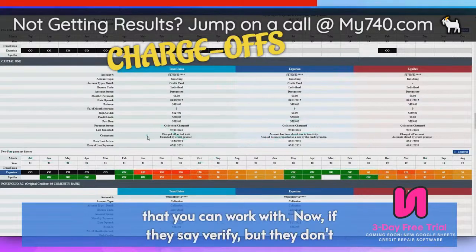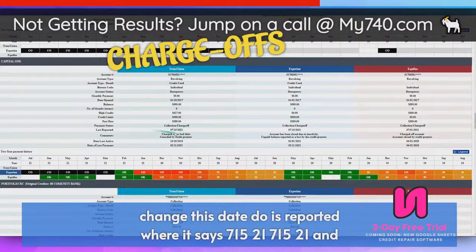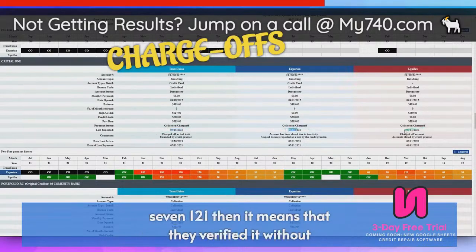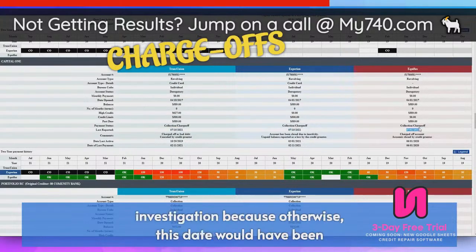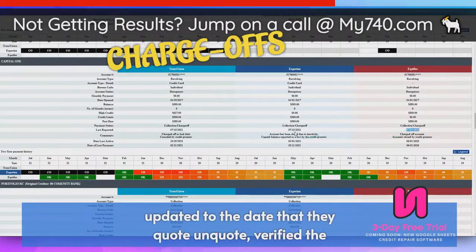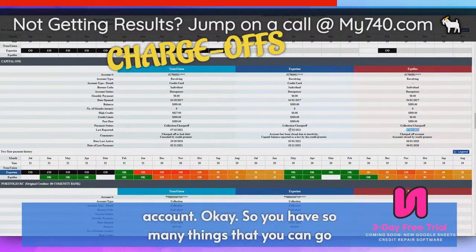Now, if they say it's verified, but they don't change this date last reported, where it says 7/15/21, 7/15/21, and 7/1/21, then it means that they verified it without investigation, because otherwise this date would have been updated to the date that they quote unquote verified the account. Okay. So you have so many things that you can go after.